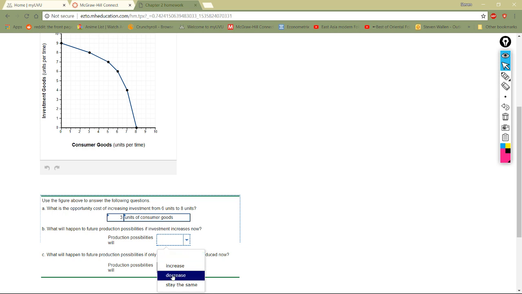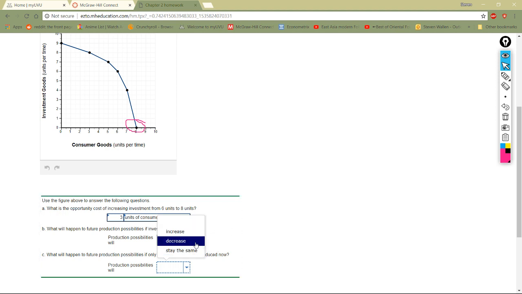We'll be able to produce more of anything, right? So it's going to increase. Okay. What will happen to future production possibilities if only consumer goods are produced now? So if we go over here and we produce only consumer goods, what will happen? Okay. That's interesting. It says increase, decrease, stay the same.